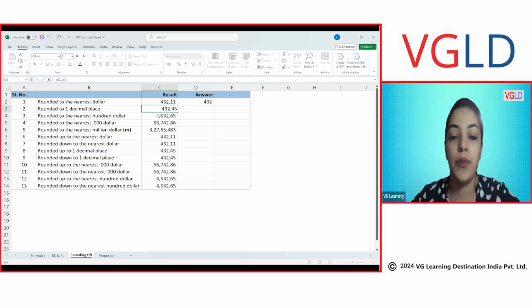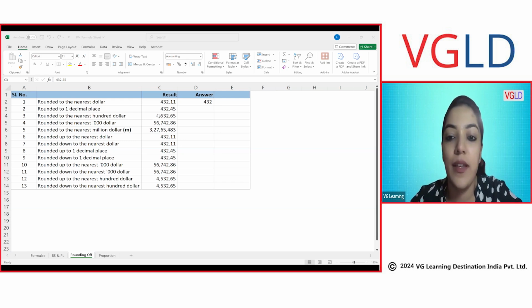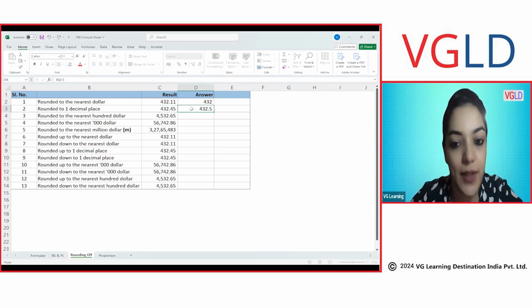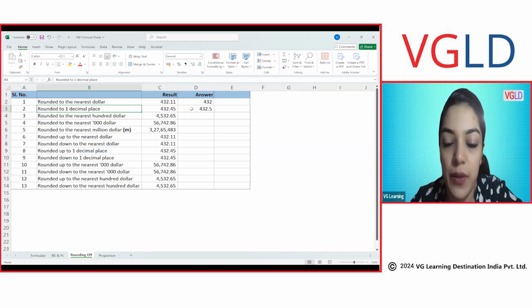This is the number. What would you put? Round it to 1 decimal place. You would want 1 decimal in your answer. Everyone, are you done? So the correct answer is 432.5. And I'll tell you what is the trick that you should keep in mind when doing the rounding off.